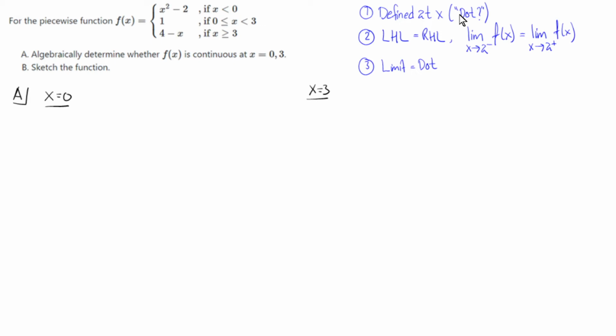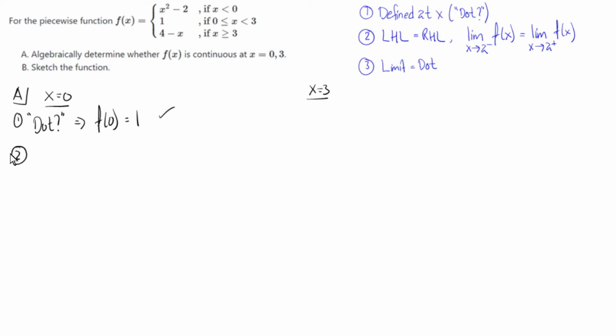So let's have a look at these two examples here. So x equals 0. Let's first assess it using criteria number 1. Is there a dot? Is it defined at x equals 0? Well, if we take a look at the definition of this piecewise function, we see that it is indeed defined. So when x equals 0, y equals 1. So we can say that f of 0 equals 1. So it passes that first criteria.